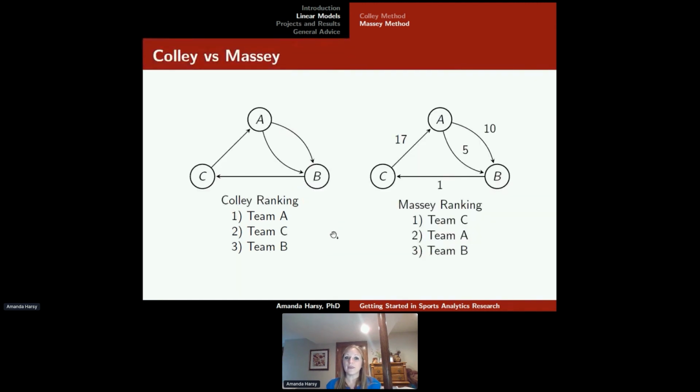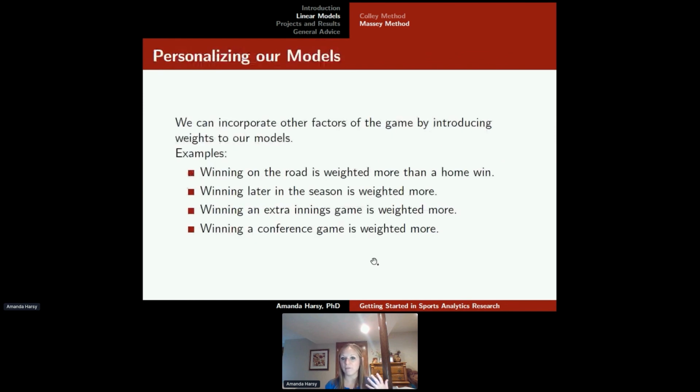And so you can see that both systems came up with something different. And you may be asking, okay, this is great, Amanda, but if we all just use Colley and we all just use Massey, we're just going to have the same ratings. Well, this is where you can do a little bit of playing and research with it. So this is what I often have some of my students do.